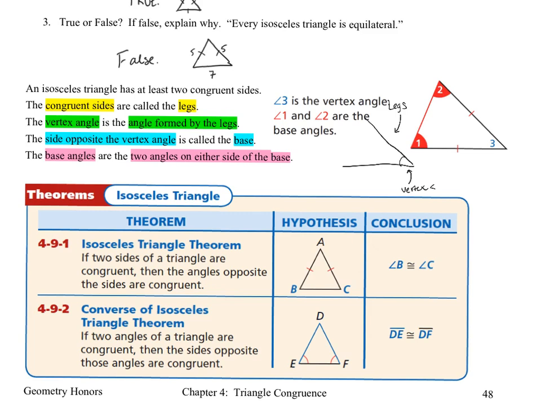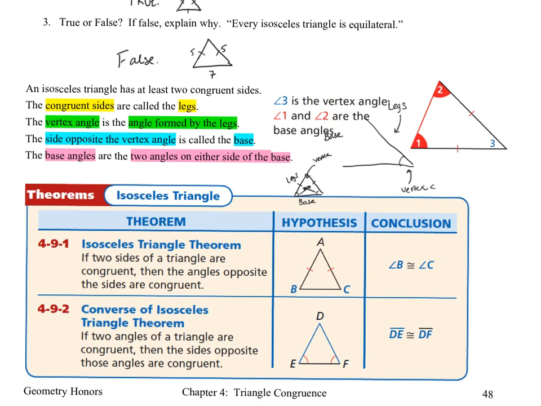The side opposite the vertex angle is called the base. Kind of makes sense if you redraw this. So the angle 1 and angle 2 are on the bottom there. That's my base. The top angle is that vertex angle. And my two congruent sides, which are right across from the base, right across from the congruent angles, are called the legs. So we have our base angles, which are the two angles on either side of that base.